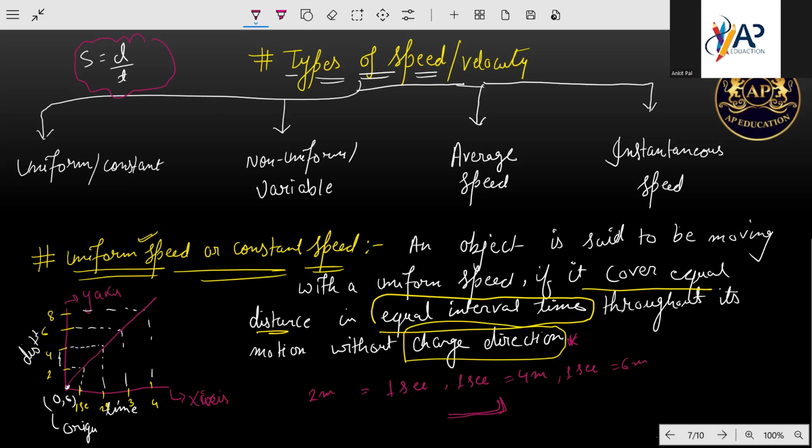When we say non-uniform, the same definition is there. An object is said to be moving with a non-uniform speed if it covers equal distance in unequal intervals of time. The change of direction we can remove here.